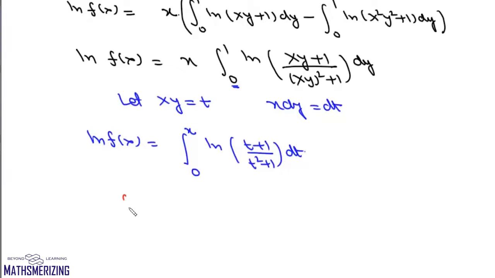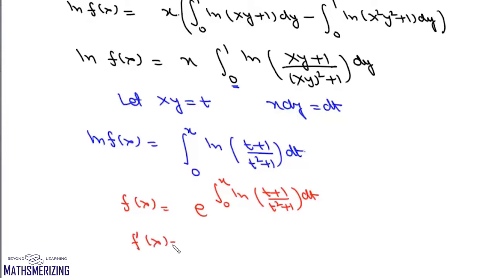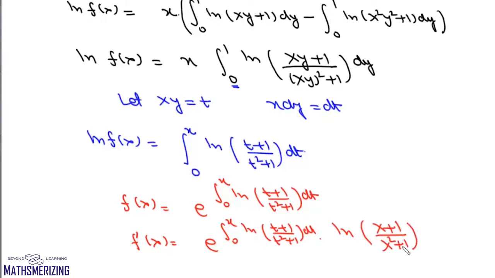Now we can write this f x as e to the power this integral from 0 to x log of (t plus 1 upon t square plus 1) dt. Now f dash x will be e to the power this integral from 0 to x log of (t plus 1 upon t square plus 1) dt into log of (x plus 1 upon x square plus 1).